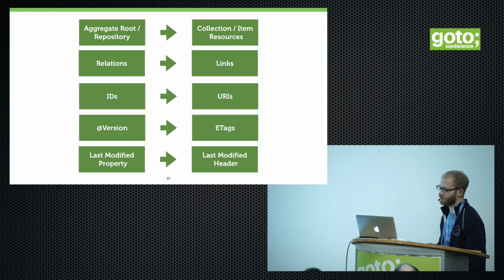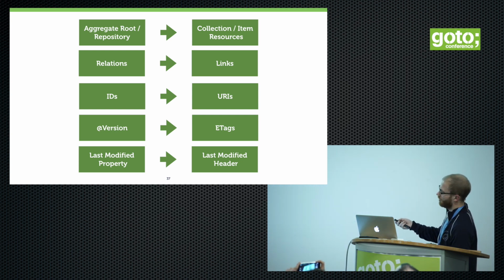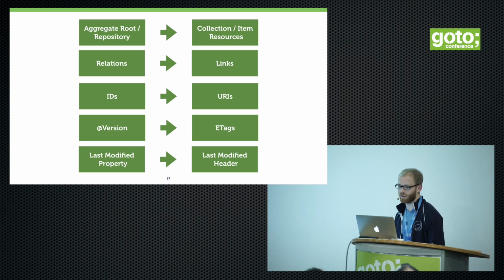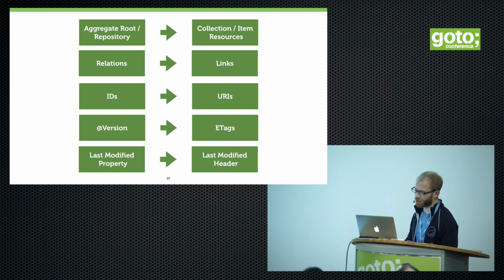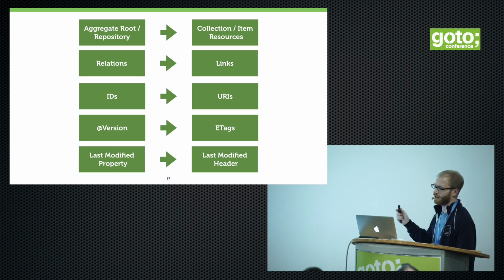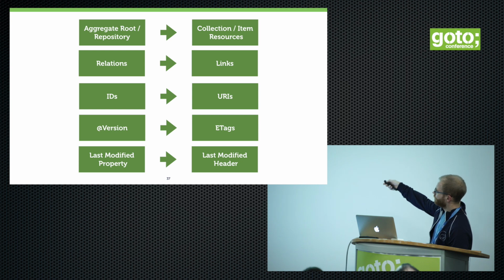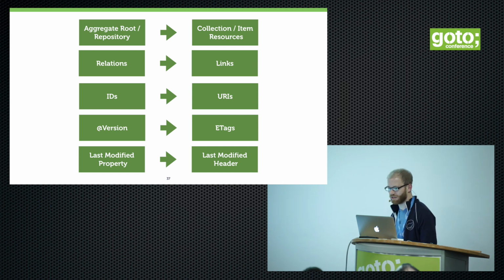The same goes with a last modified property. There's a means in Spring Data to automatically get the last modified property set, and we turn that property into the Last-Modified header. That's basically the same thing here. All right.